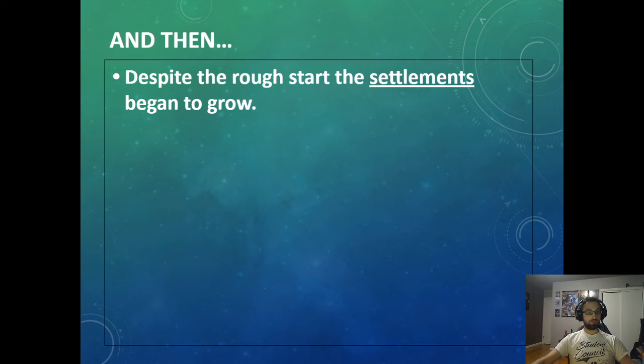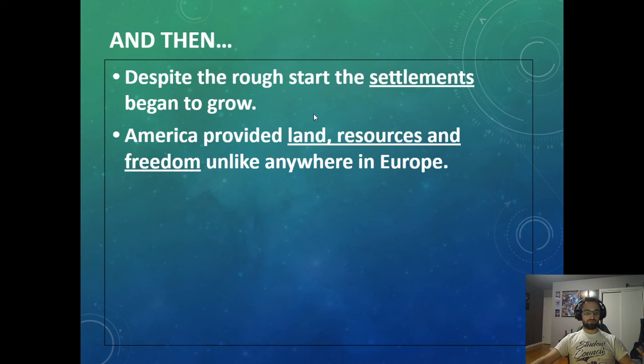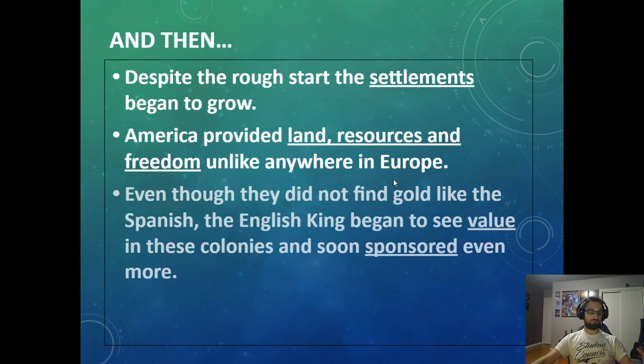So to wrap up, despite the rough starts that the settlements had, they began to grow. Even Jamestown starts prospering. Roanoke, on the other hand, we'll learn about next week. Roanoke basically disappears, and we're not sure what happened to it. But despite the rough start, these settlements begin to grow. America had vast amounts of land, had natural resources galore, and going there, you had freedom unlike anywhere else in Europe. Okay, so there was a lot of appeal to coming across to North America, despite the dangers.